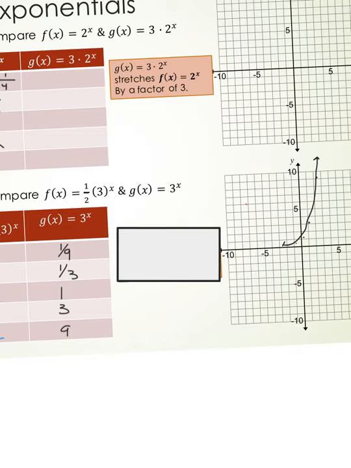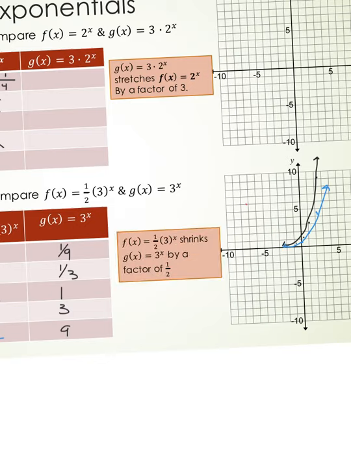Okay, so remember we are going to graph our negative 2 and 1 over 18. We are going to graph our negative 1 and 1/6. We will graph our 0, 1/2. We will graph our 1 and 3/2. And we will graph our 2 and 9/2, which is 4.5. Now as we look here, we can say f of x equals 1/2 times 3 to the x power shrinks g of x equals 3 to the x power by a factor of 1 over 2.